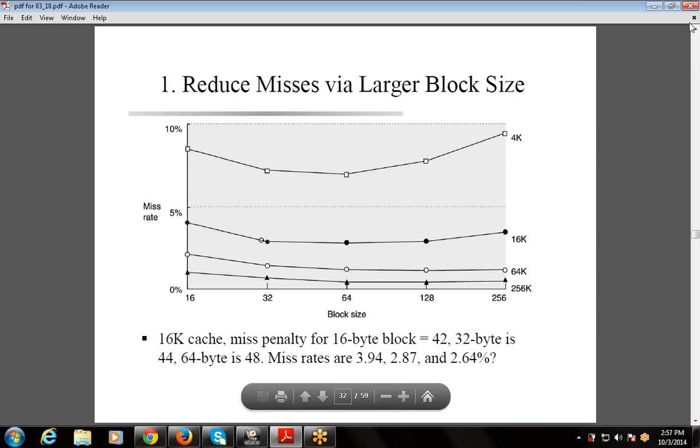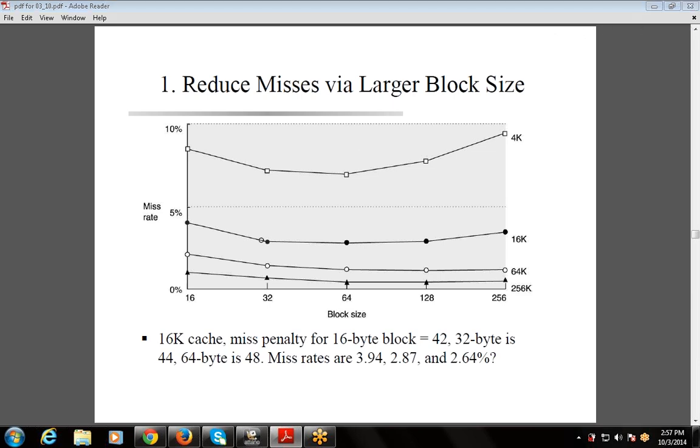For a 16K cache, the miss penalty for a 16-byte block equals 42. For a 32-byte block it is 44, and for a 64-byte block it is 48. The miss rates are 3.94, 2.87 and 2.64. These are the miss rates and these are the miss penalties.